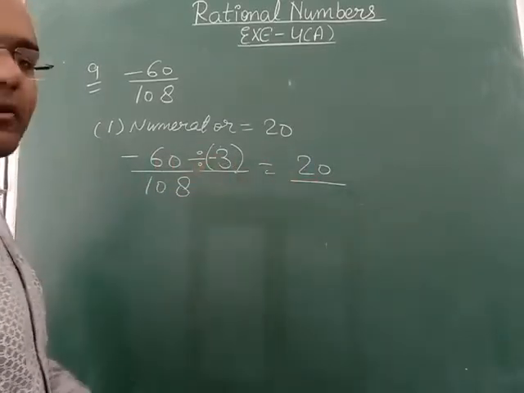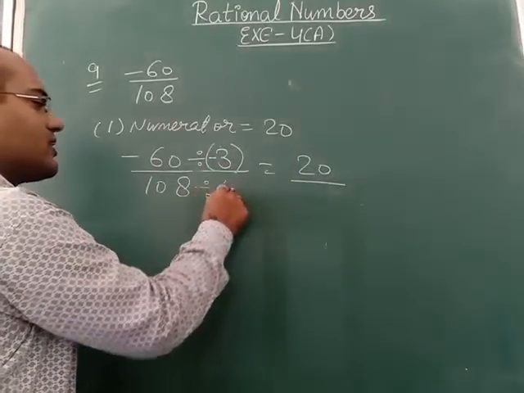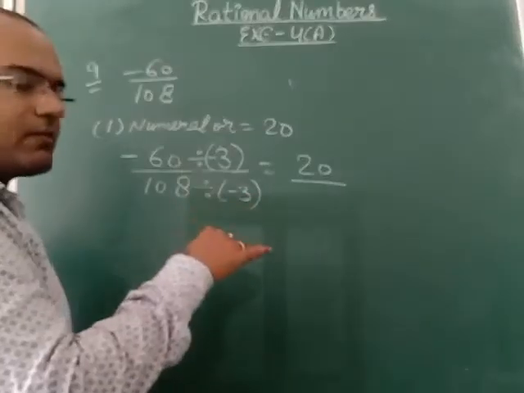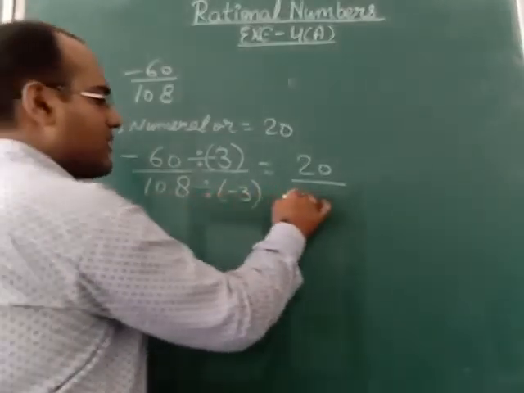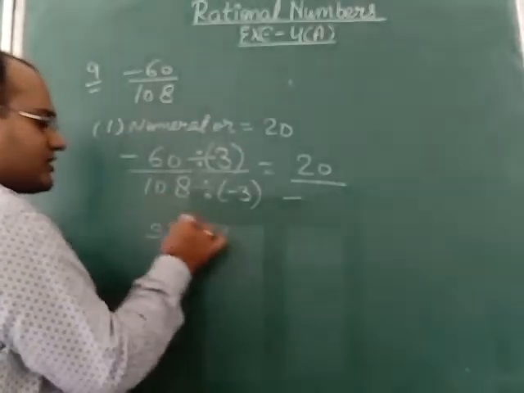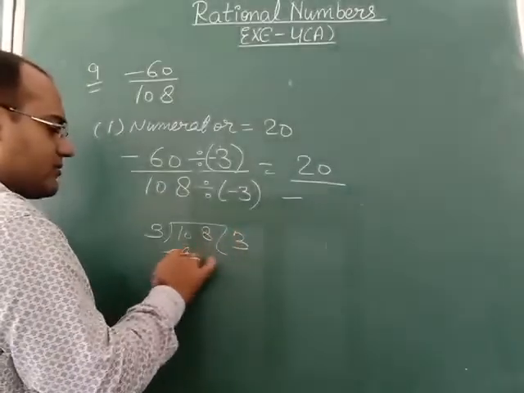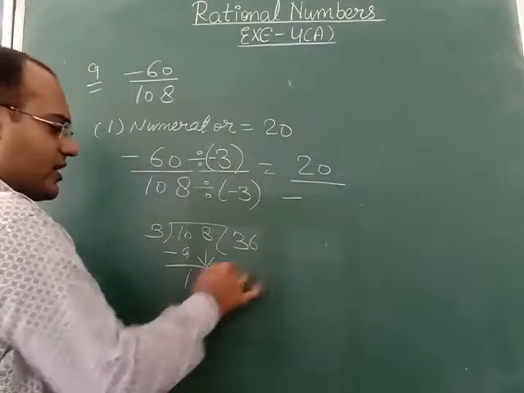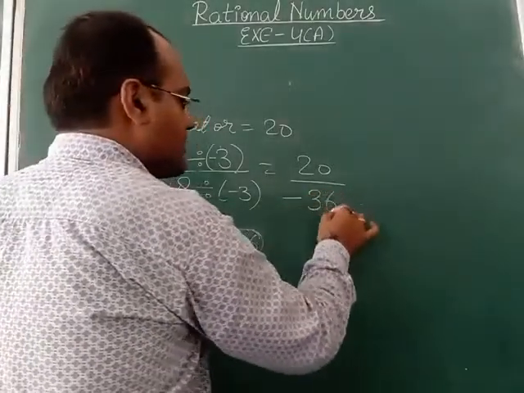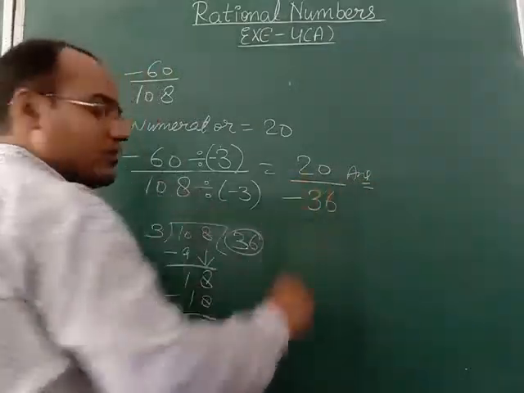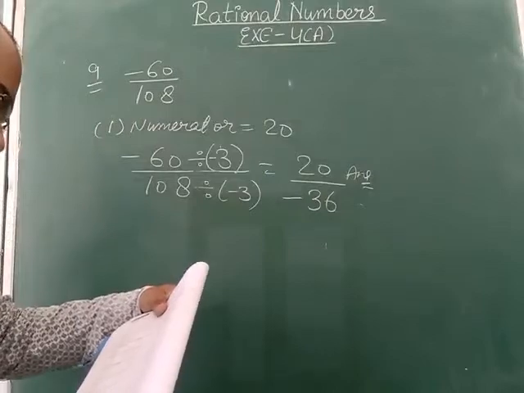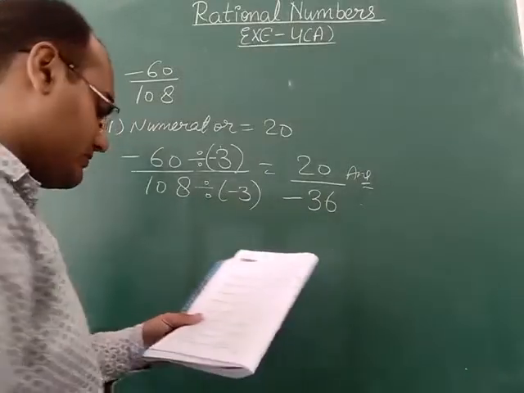That means in the denominator also we have to divide with minus 3. In the denominator also we divide with the same number. So plus divided by minus will become minus. When we divide 108 by 3, 3 into 3 is 9, 18, 3 into 6 is 18. So we are getting 36 as the answer. So here we will write minus 36. So this is the final answer of the first part. Now see another part, part number 3.